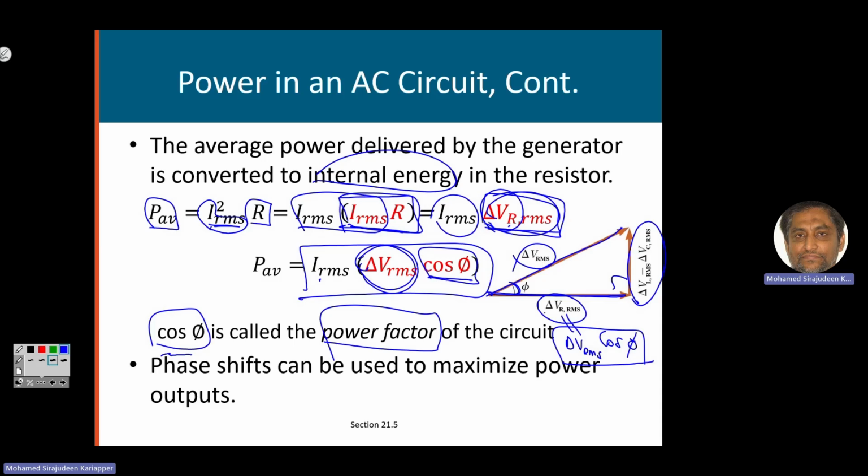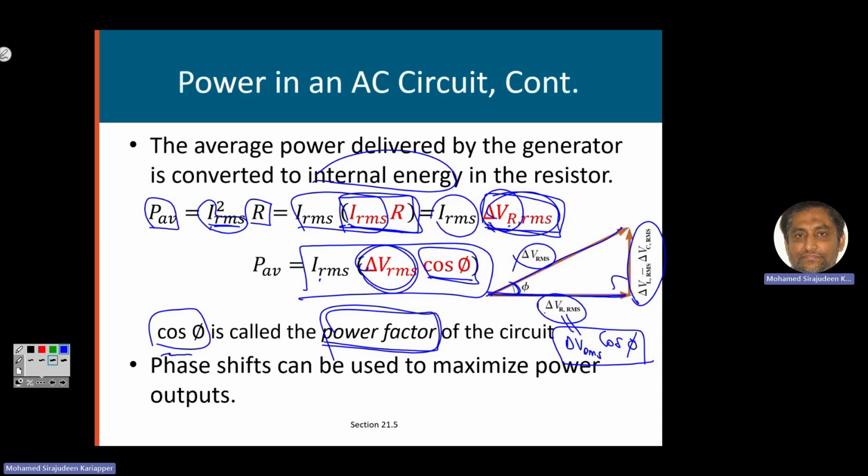Will it always be a right angle triangle? Yes, because what we are doing here is putting the voltage across the resistor along the horizontal axis, and the voltage across the capacitor and inductor is in the vertical axis. So, of course, they are at right angle. We can use sine, cosine. Cosine phi has the name power factor. You need to know these notations, right? The names, power factor of the circuit.